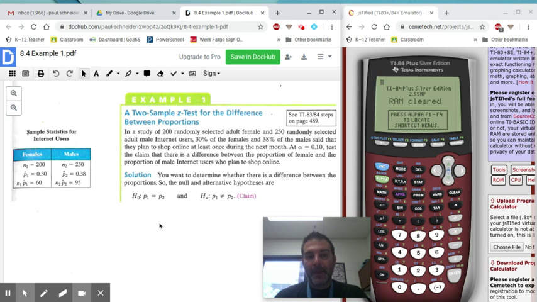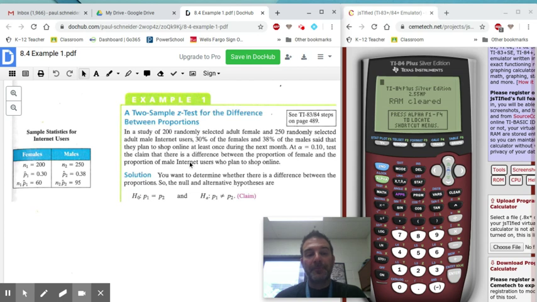It says in a study of 200 randomly selected adult females and 250 randomly selected adult male internet users, 30% of females and 38% of males said that they plan to shop online at least once during this next month. Level of significance is 0.10. Test the claim that there is a difference between the proportion of female and the proportion of male internet users who plan to shop online.